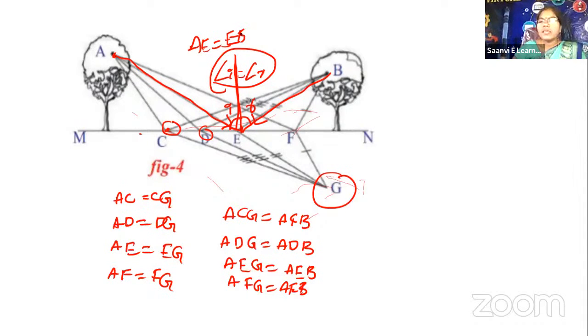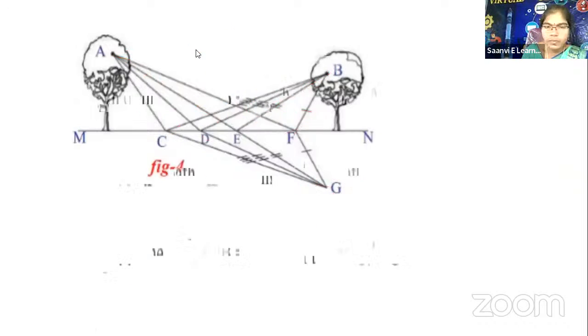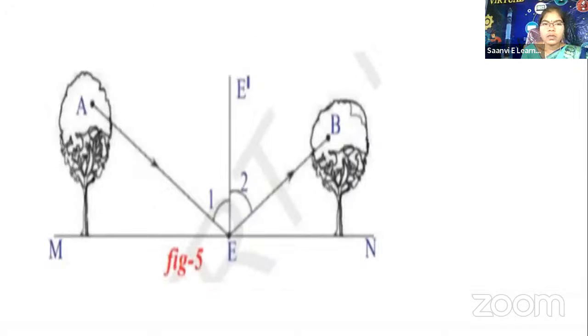Okay, so that's why the first law of reflection says angle I is equal to angle R. So with these activities, it is proved. Now coming to the last: from A to E is equal to E to B.